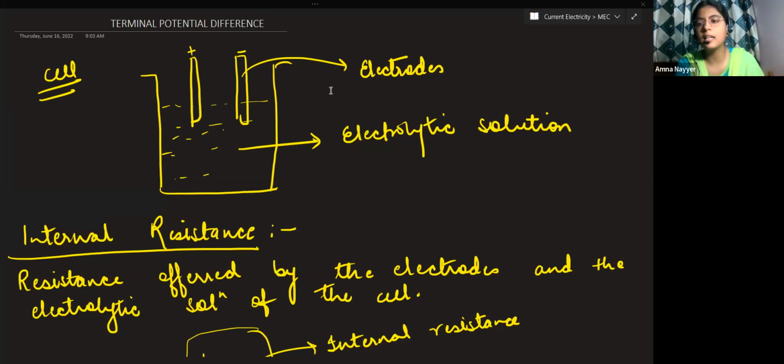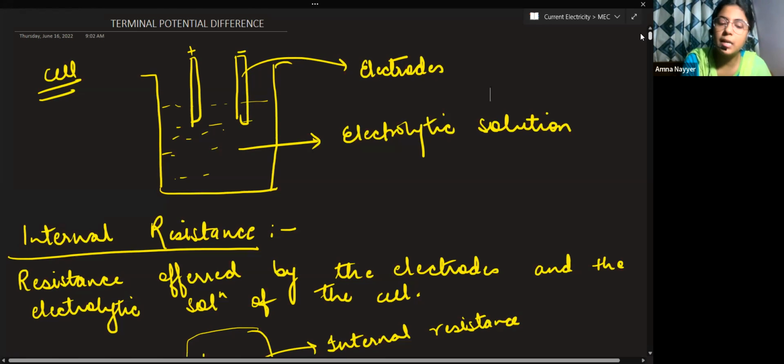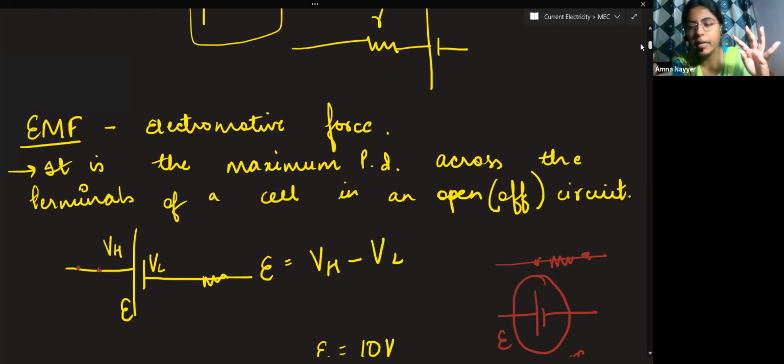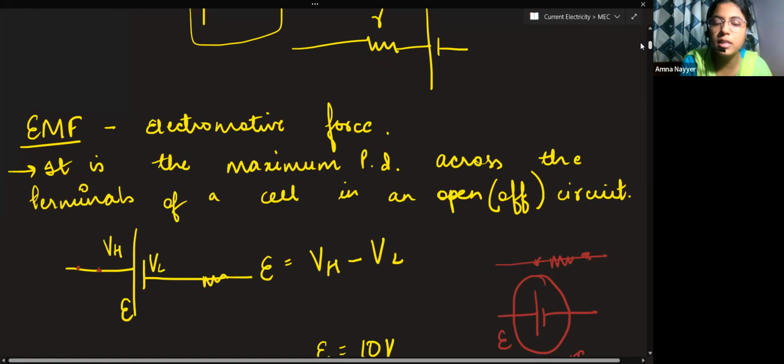So in the last class, we had covered a few important topics, which included internal resistance of the cell, EMF of the cell, and the terminal potential of the cell. So internal resistance was what? Internal resistance was basically the resistance that was offered by the electrodes and the electrolytic solution. Then we had seen what was EMF. So EMF was the maximum potential difference across the terminals of the cell in case of what? When there is an open circuit.